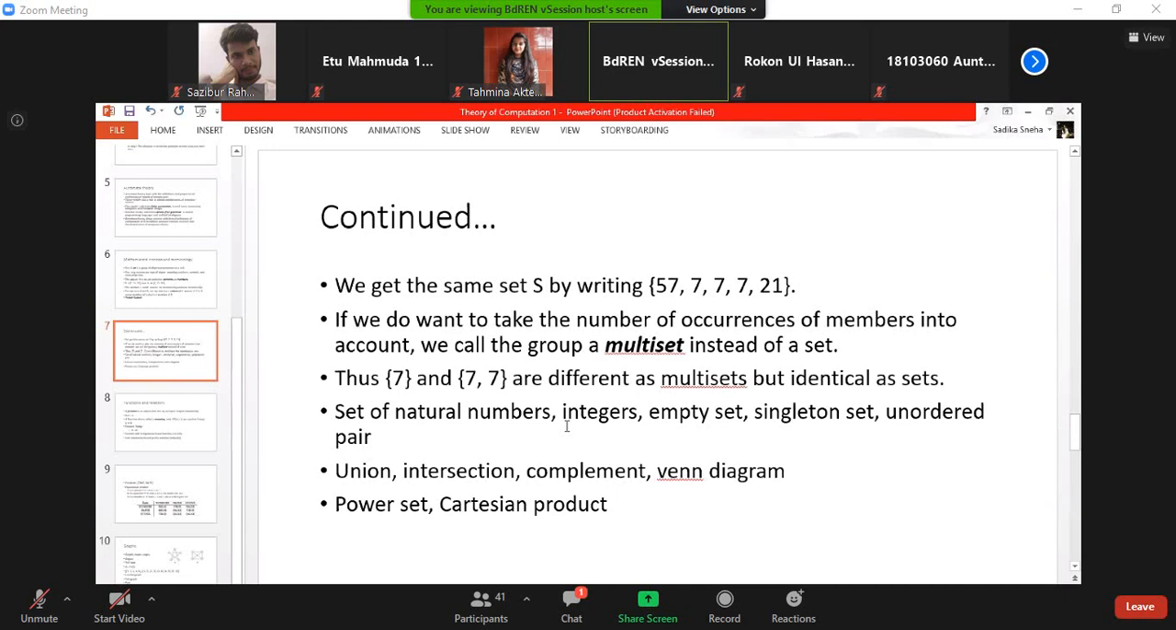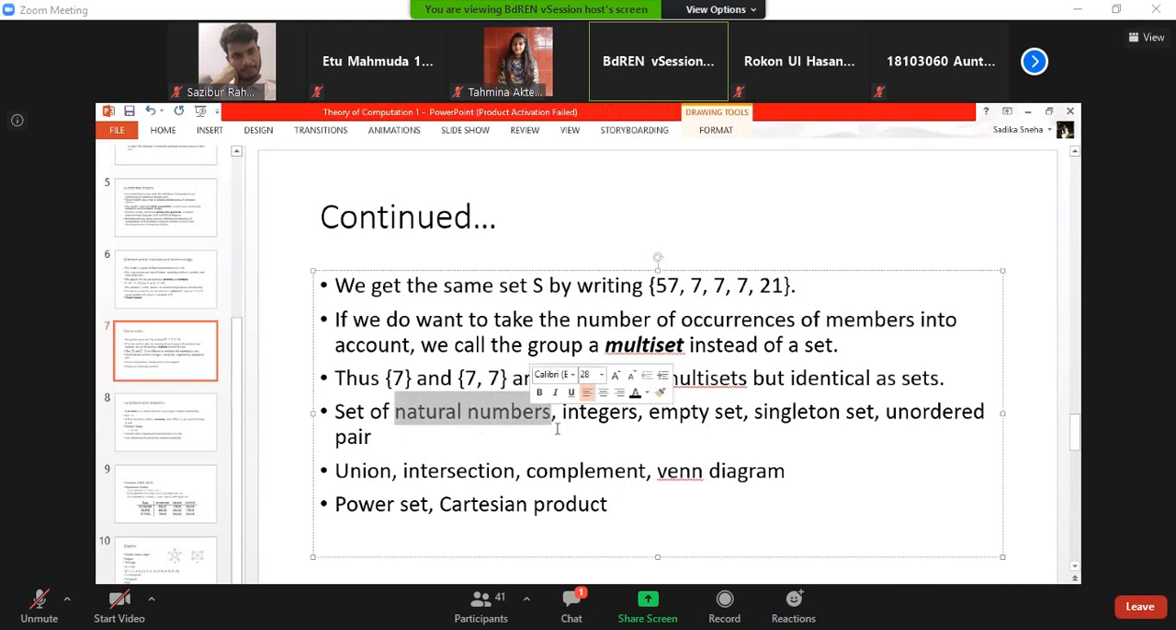And before going to those parts, okay, what is a set of natural numbers? Now tell me, what is a natural number? Ma'am, 1, 2, 3, 4. 1 to 10, right?